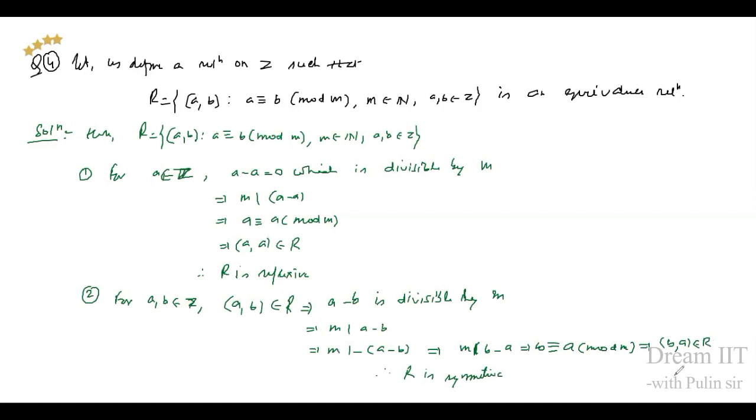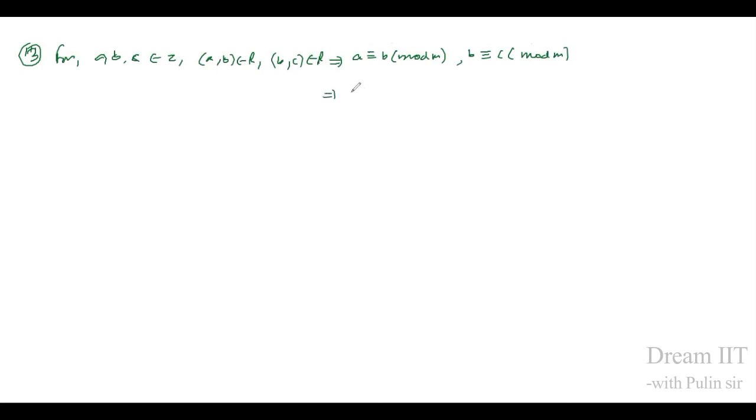Now we are talking about the transitivity. Number three. For three elements A, B, C belonging to Z, we will start with (A, B) belongs to R, (B, C) belongs to R. That will imply what? A is congruent to B mod M and B is congruent to C mod M. Very nice. This both will say that M divides A minus B and M divides B minus C.